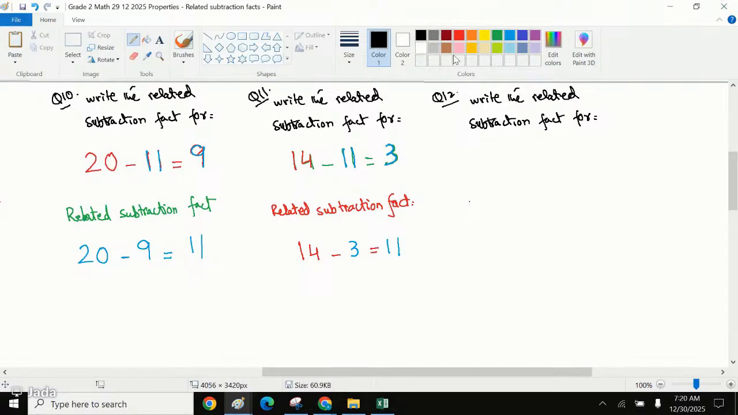Yes. Write the related subtraction fact for 17 minus 8. What is 17 minus 8? It's already given in the question, but can anyone tell me what is 17 minus 8? 17 minus 8 would always be equals to what?